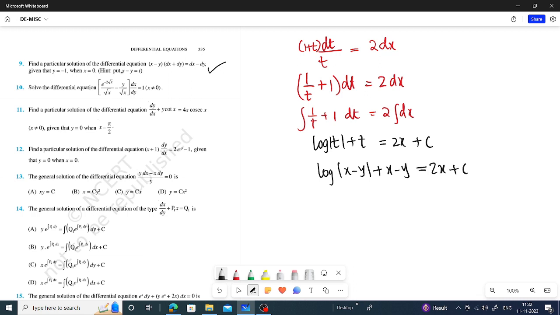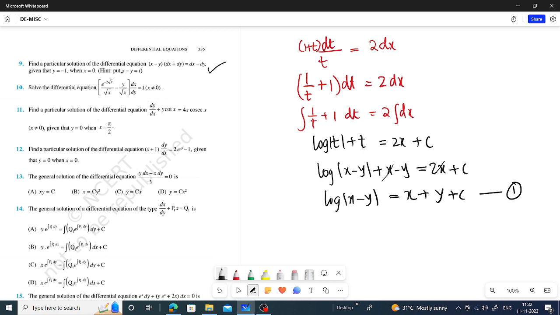Logarithm of x minus y, plus x minus y equal to 2x plus c. So this x and this 2x cancel, that leaves x there, plus y plus c, which is the general solution.